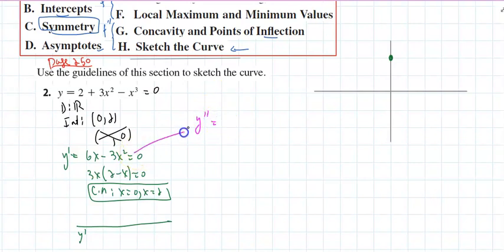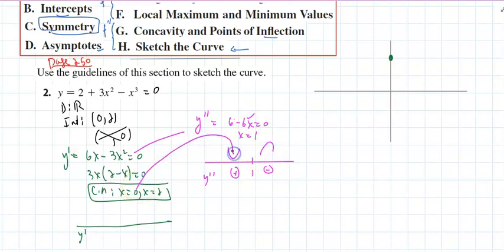The second derivative would be 6 minus 6x equal to 0. That's when x equals 1. Look what happens if I test the second derivative. A point to the left of 1, say 0. That's positive, concave up. And a point to the right of 1, say 2. 6 minus 12 is negative, concave down. Do you see that zero right there? That makes it a minimum. So I know that we have a local minimum at (0, 2).